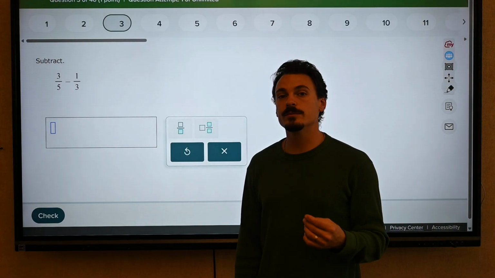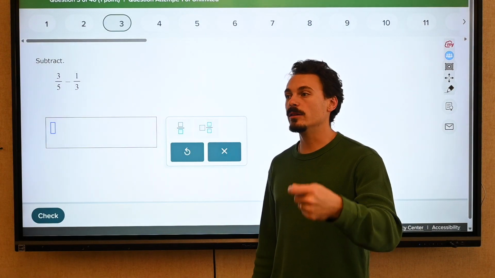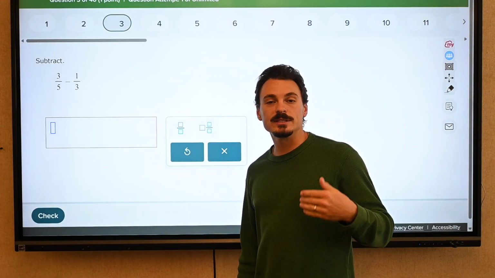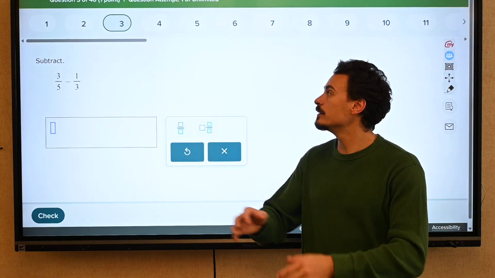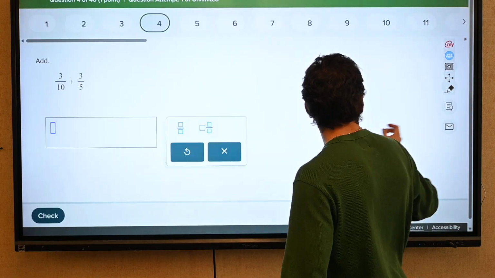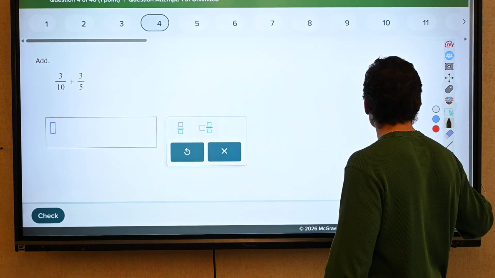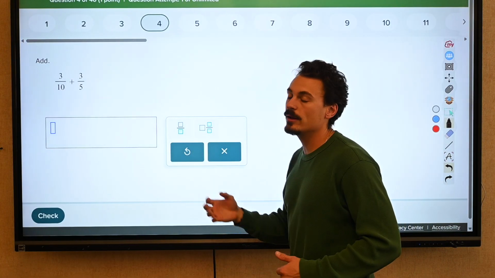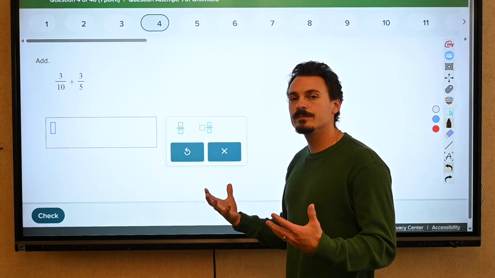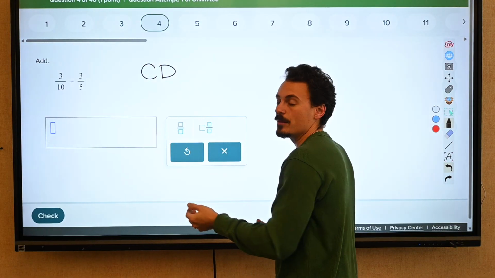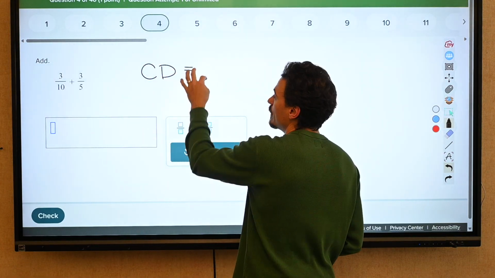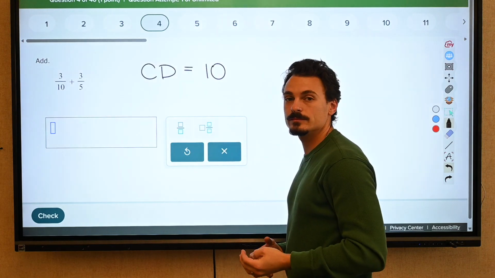Now I'm going to give you a little bit of a chance to understand this a little better. The big thing about this is getting a common denominator. So here, I want you to look at this question and ask yourself, what would be the common denominator? I'll say CD for common denominator. Here the common denominator would be 10.